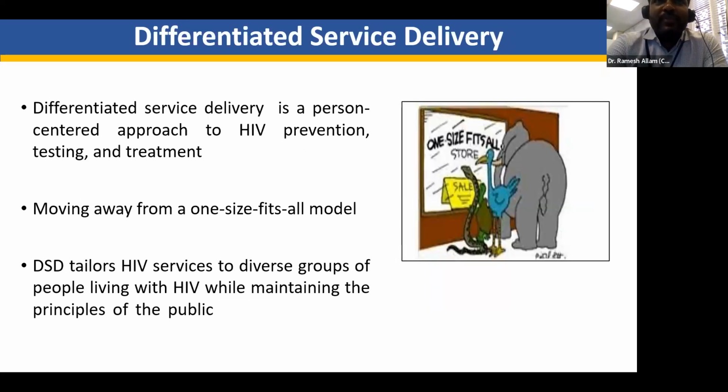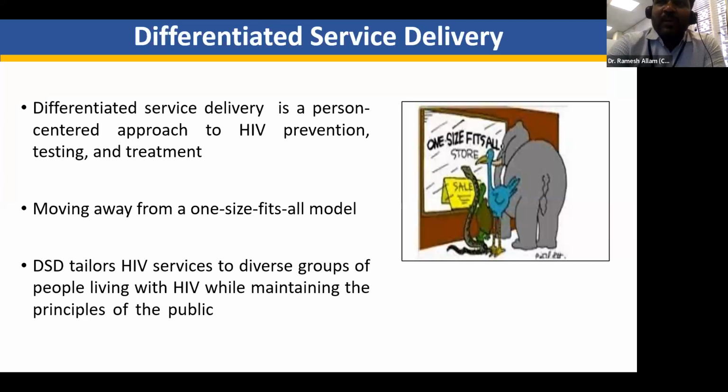And why this differentiated service delivery model is that not every patient requires the same type of care. For example, if you have 100 patients in the OPD, you will not be required to give all the 100 the same care. Some may require 10 minutes of your time, some may require just 5 minutes of your time. So this is what we need to differentiate our care, and we have to move away from that one size fits all model. And this DSD will tailor these HIV services to diverse groups of patients living with HIV.